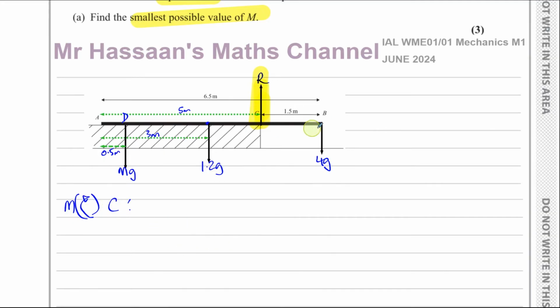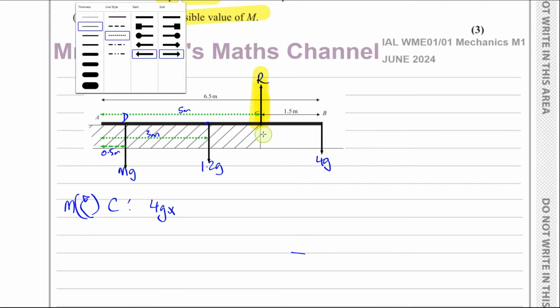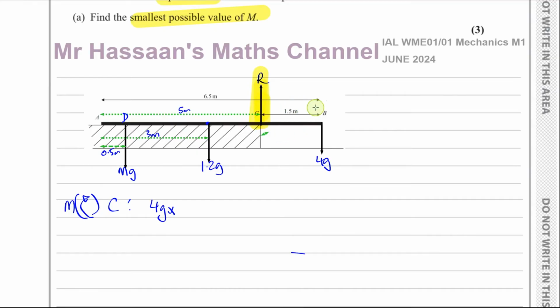Okay, so let's look at the clockwise moments. If this is the pivot, then this side will be clockwise, and this side will be anti-clockwise. These two forces will make it go this way, this force will make it go that way around the pivot. So the clockwise moments about C are 4g times this distance here. So we need to know this distance from here to here, which we know is 1.5. That's given to us. So that's 1.5, and that's equal to, and we've got the distance between these two, which is 1.2g times, now we've got to find the distance between these two.